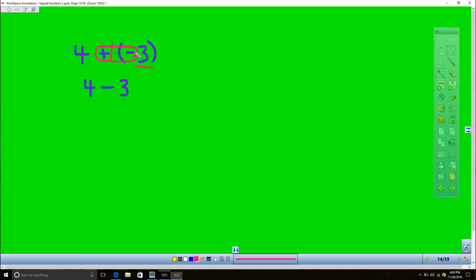Count the negatives. Since there's one negative and one is an odd number, you can replace both of these signs with a minus. So looking at this problem, I know the 5 is negative, so I can just bring it down. But is the 3 positive or negative? Well, it's preceded by one negative, which is an odd number, so I can replace it with a negative. And now the signs are alike, so I can add and keep the same sign.